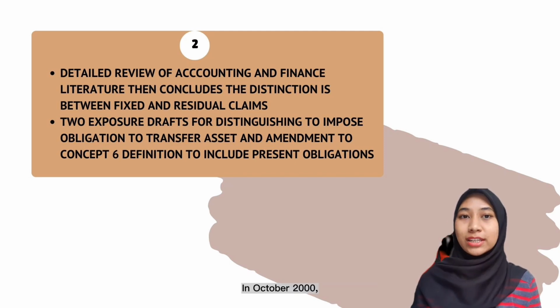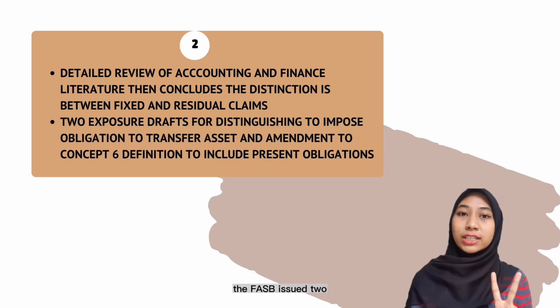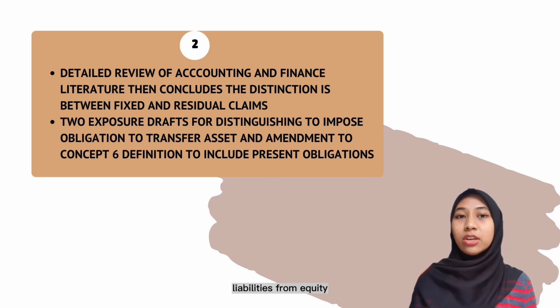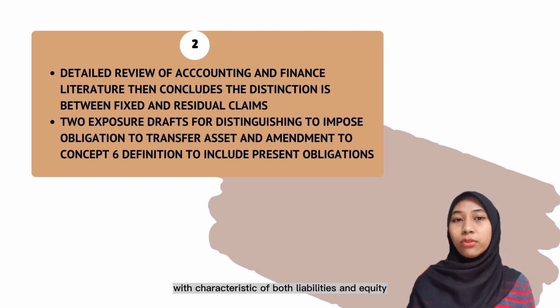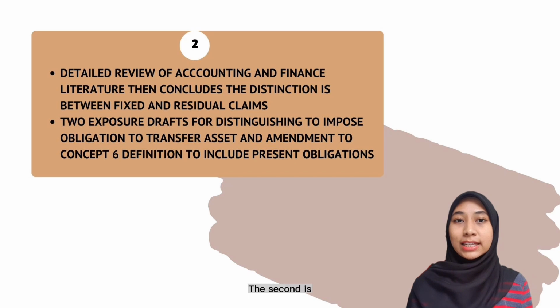In October 2000, the FASB issued two exposure drafts on distinguishing liability from equity. The first one is to address the liability-equity classification of claims with characteristics of both liability and equity, and proposes that claims that impose an obligation to transfer assets or stock be classified as liability. The second is to propose an amendment to Concepts Statement number 6, the definition of liability, to include present obligations that require the issuer to transfer a fixed dollar amount of shares of its own stock.